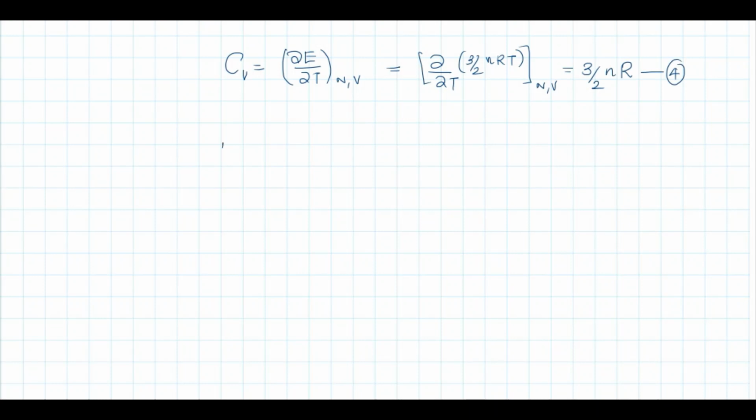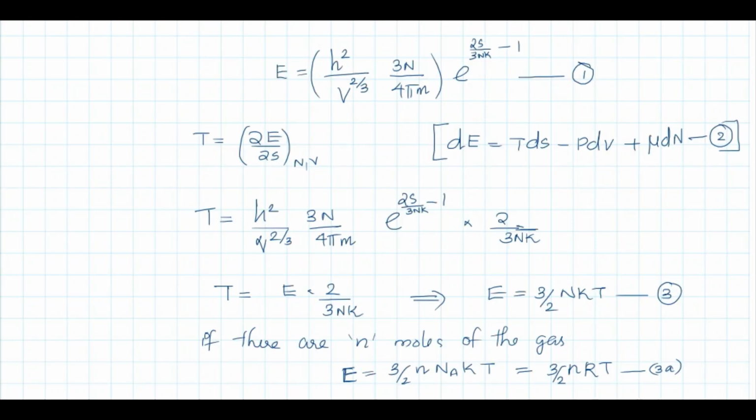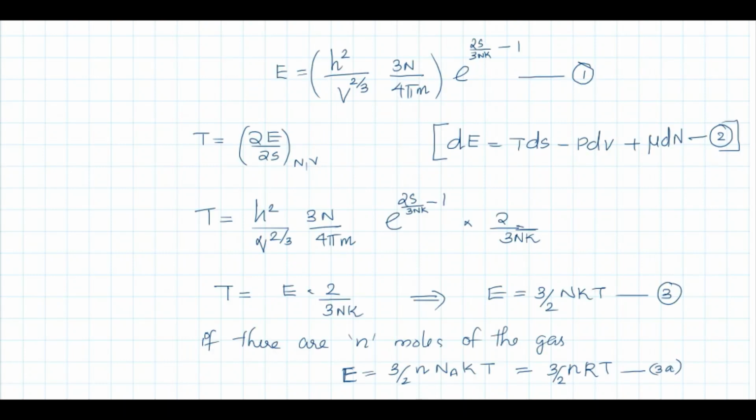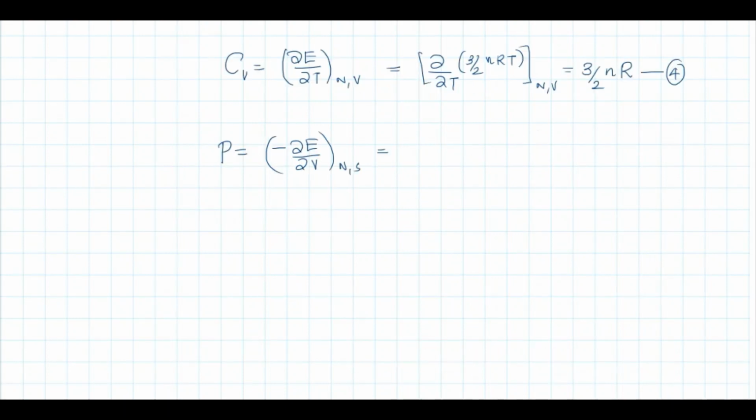Then I have another expression. Pressure is equal to minus ∂E/∂V at constant N and S. This is also obtained from equation 2, where dE is TdS minus PdV plus mu dN. If S and N are constant, then I can write P is equal to minus ∂E/∂V. So take the derivative of expression 1 with respect to V. Except for V, everything else can be treated as constant.